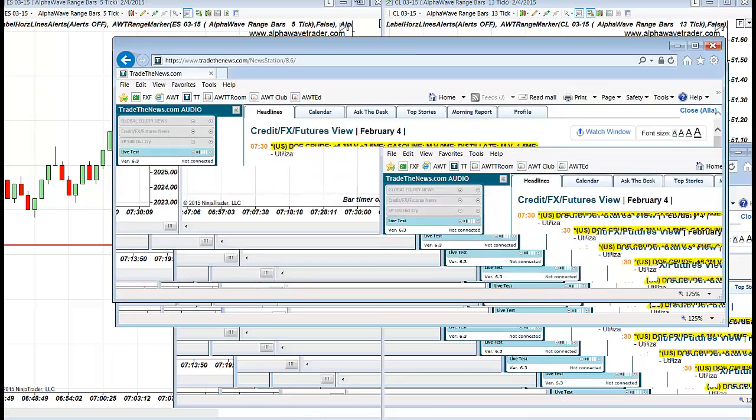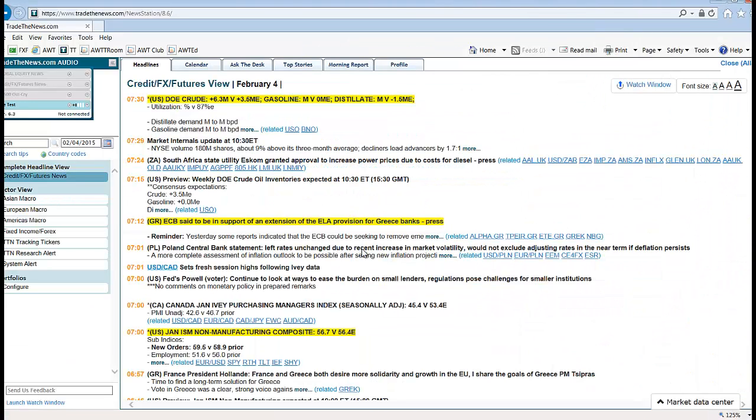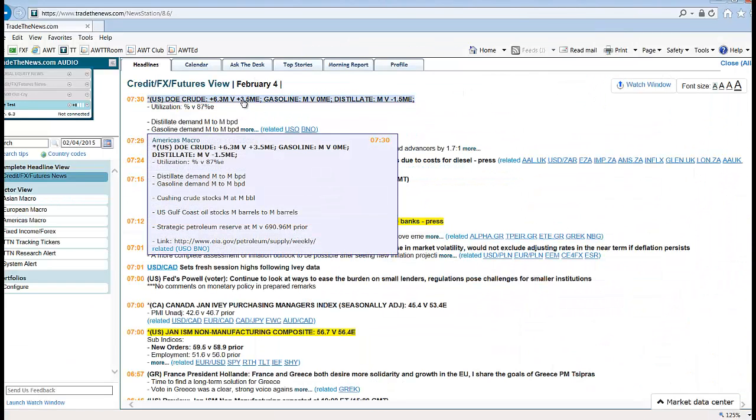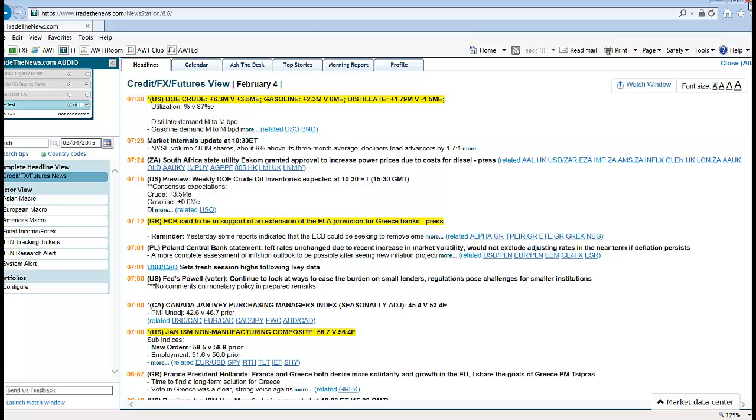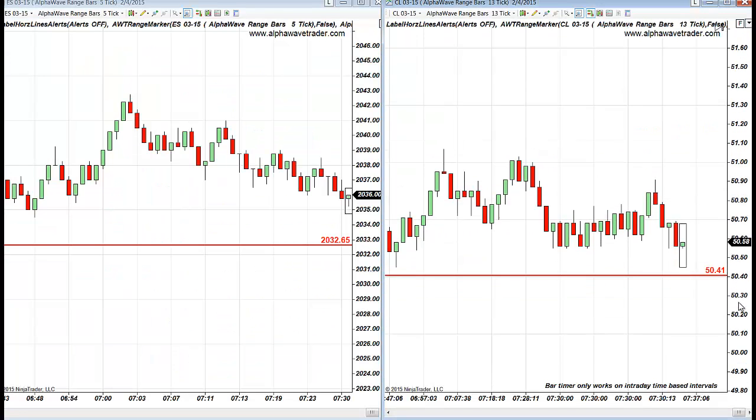Oil news is out. Reminding you, do not ever be in a trade at the time of the news release. We have excessive oil supply. What does that mean? It means oil should collapse completely. We have almost 2 times as much oil as we need. So let's see what oil will do after 5 minutes.